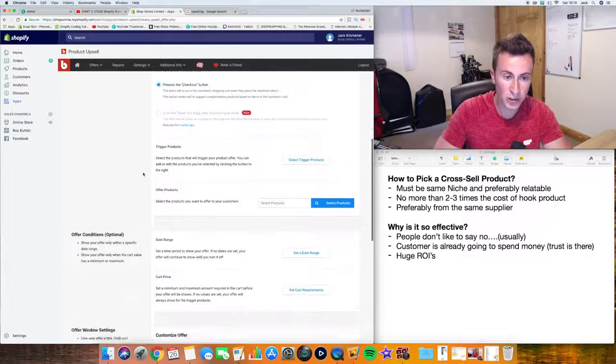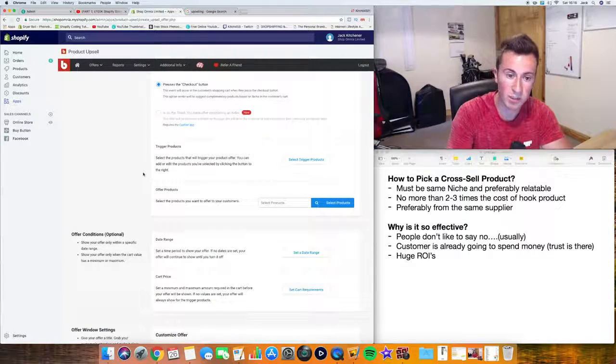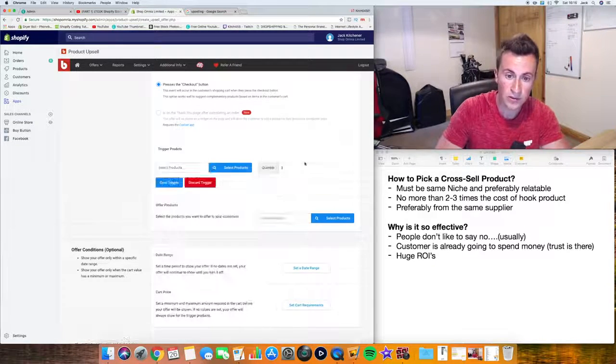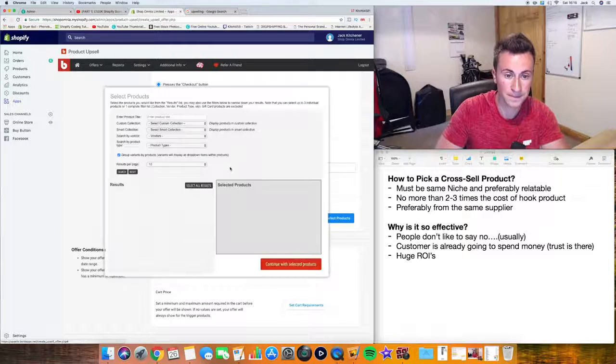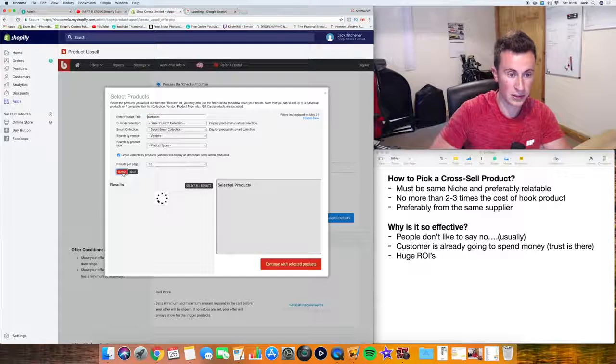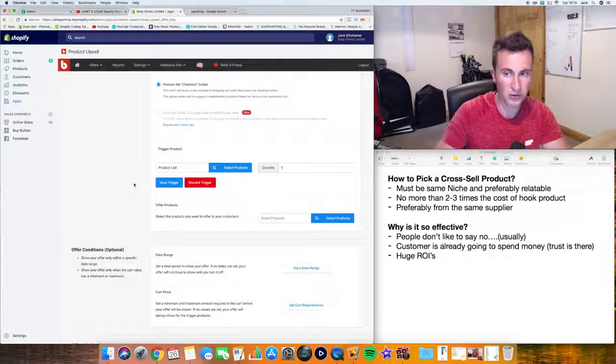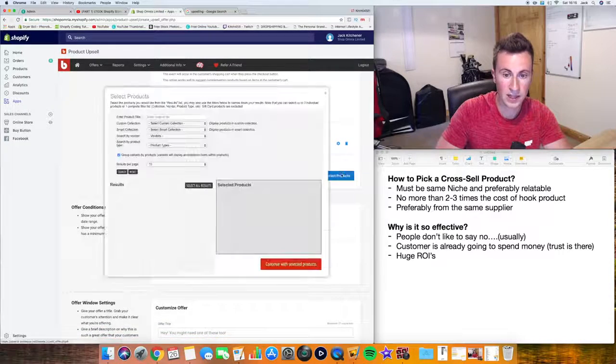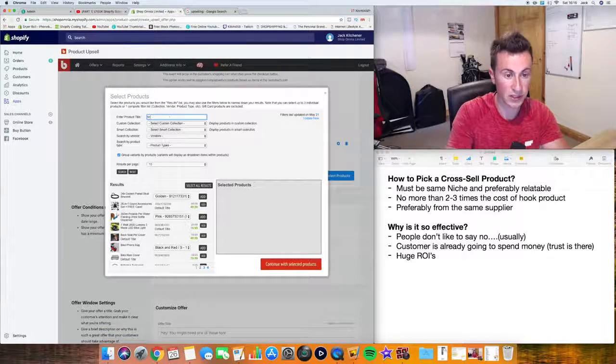Moving on then, trigger product. Your trigger product is going to be the product that's in the cart that is going to trigger the cross-sell. So we want that to be our backpack. I can't remember what it's called. Let's try backpack. Yep. I don't think there's a cross-sell on this product, that's why I'm choosing it. Make sure you click Save Trigger. Select product, and we're just going to choose a random bracelet that I've got selling.